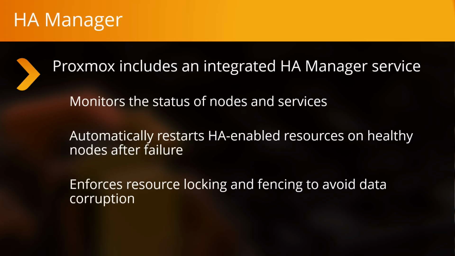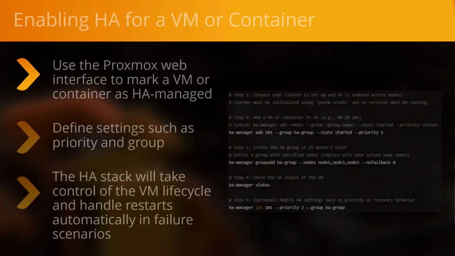Now, Proxmox has an integrated HA manager service, and there's not honestly a whole lot to setting it up. It's pretty much up and running when you install this stuff. You just need to get your quorum set up, make sure that your nodes are all set up the way they need to be, and get your storage situated, and it is ready to go basically at that point. So it's going to automatically monitor the status of your nodes and services. It's going to automatically restart any HA-enabled resources on a healthy node after it notices a failure, and then it's going to enforce resource locking and fencing to avoid data corruption should they come to that.